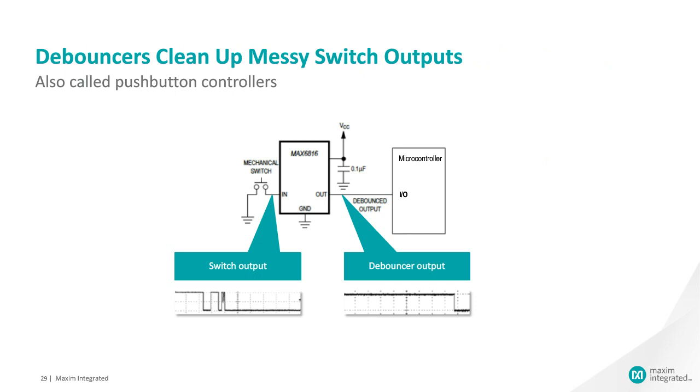A debouncer also solves another problem, that is the high voltage interference from the outside world, or ESD from mechanical parts or the human body or any outside circuits or components. So the debouncer will isolate those high voltages or ESDs from the microcontroller system to avoid the microcontroller system being damaged.